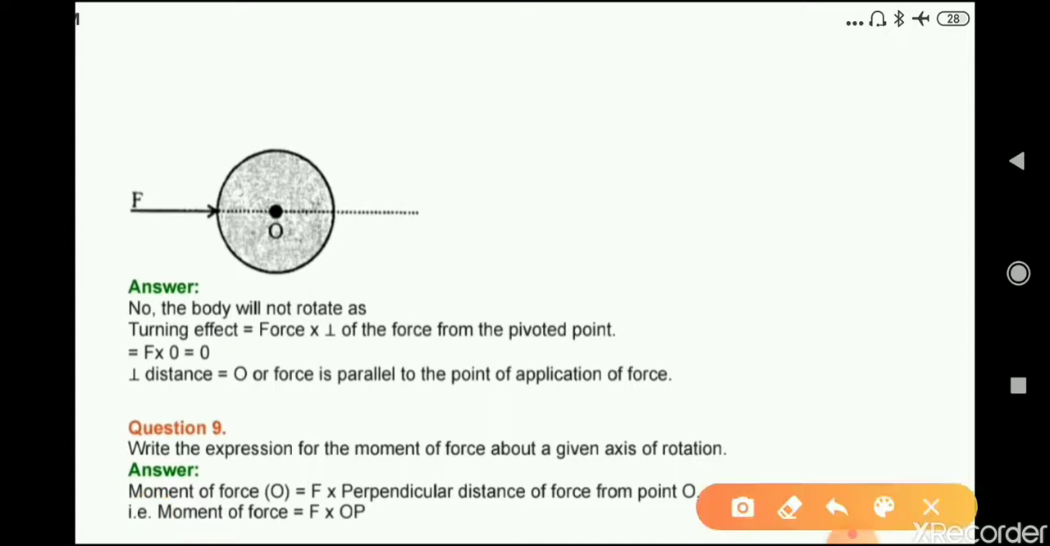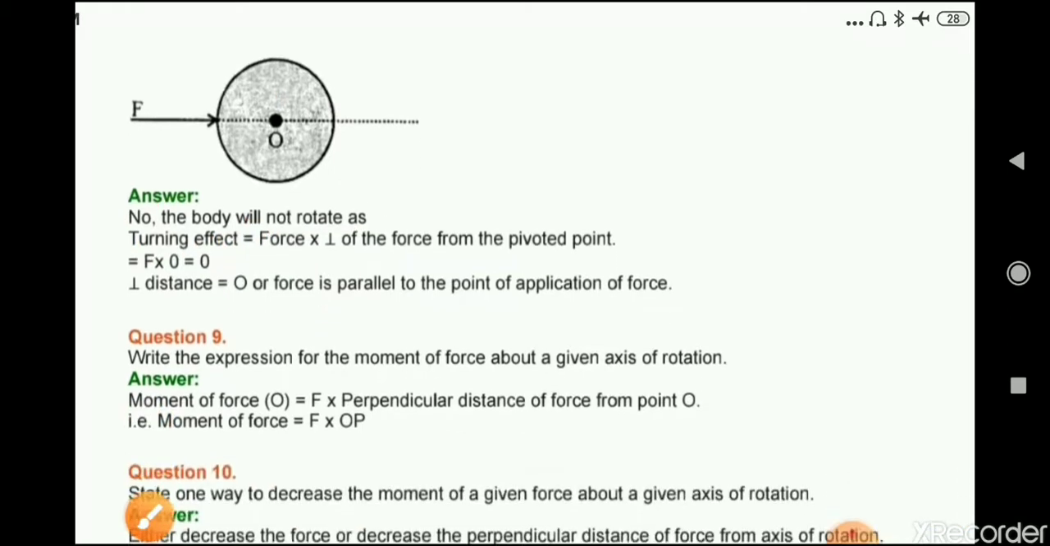So the answer is no, the body will not rotate, as the turning effect is equal to force into perpendicular distance of force from the pivoted point. In this case, the perpendicular distance is 0. Therefore, force multiplied by 0 equals 0. As the perpendicular distance is 0, or force is parallel to the point of application of force.